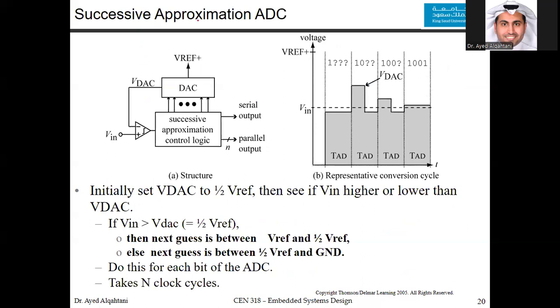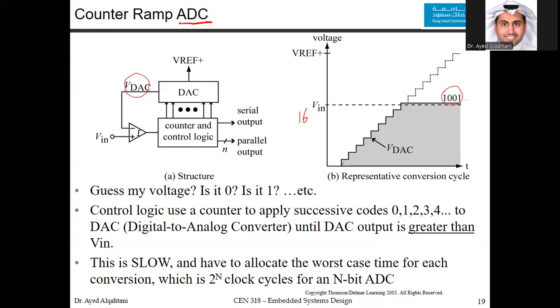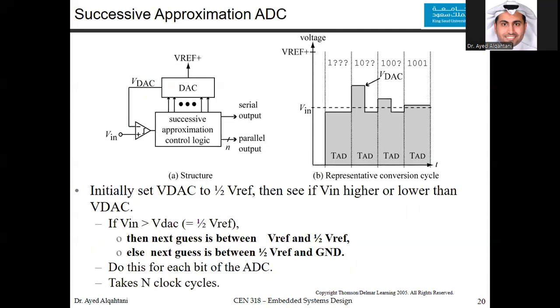Now, the other idea is the successive approximation. If you compare the hardware between this and that, you would see that it's kind of the same. The only difference is what's going on inside this box. What we have is the successive approximation control logic.